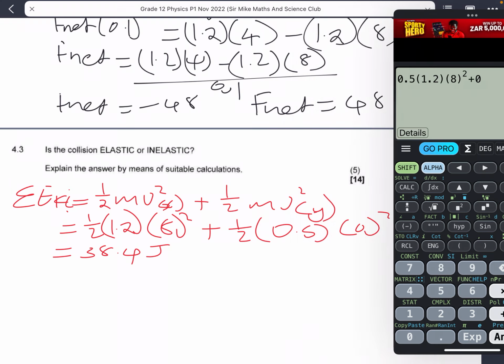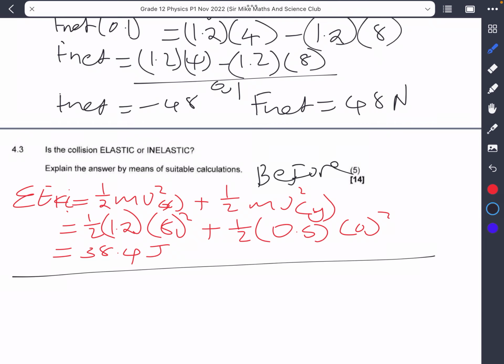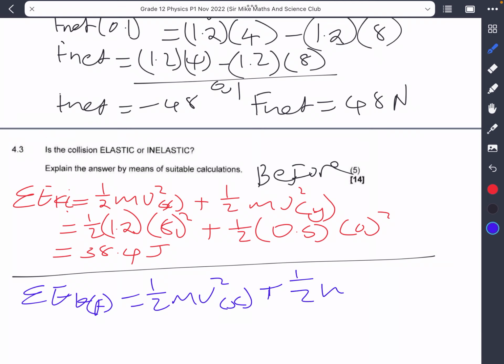Right, so that was for before the collision. For after, I'm just going to calculate the sum of the kinetic energy of the system after collision. So I'll say sum of EK final. This will simply be equal to half mv squared of trolley X plus half mv squared of trolley Y.